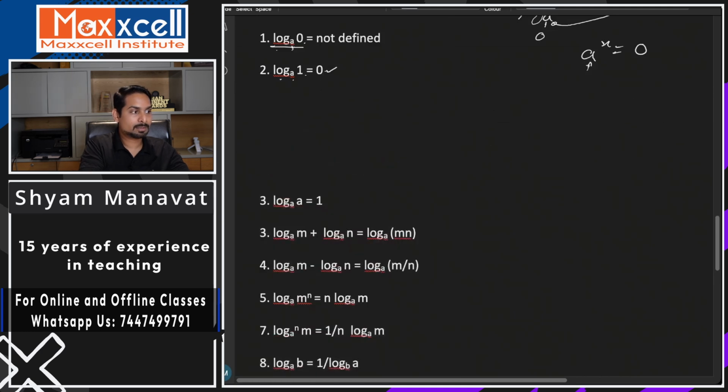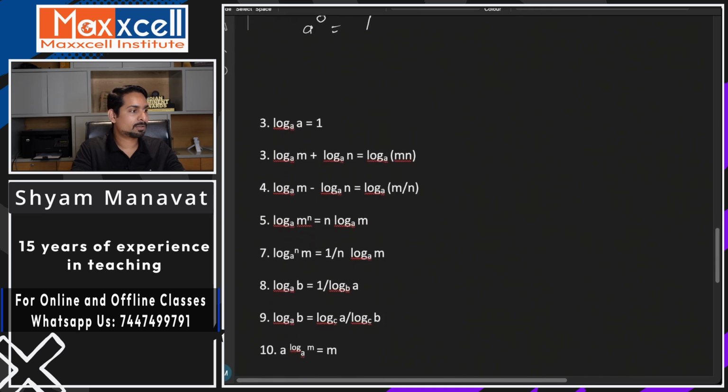With the property of what? If you know the property of indices, any number to the power 0 will give you 1. Any number: 2, 3, 5, 10, 100. If the power is 0, then the output is 1. So that's how we say log of 1 base a is 0. This is what you need to remember.